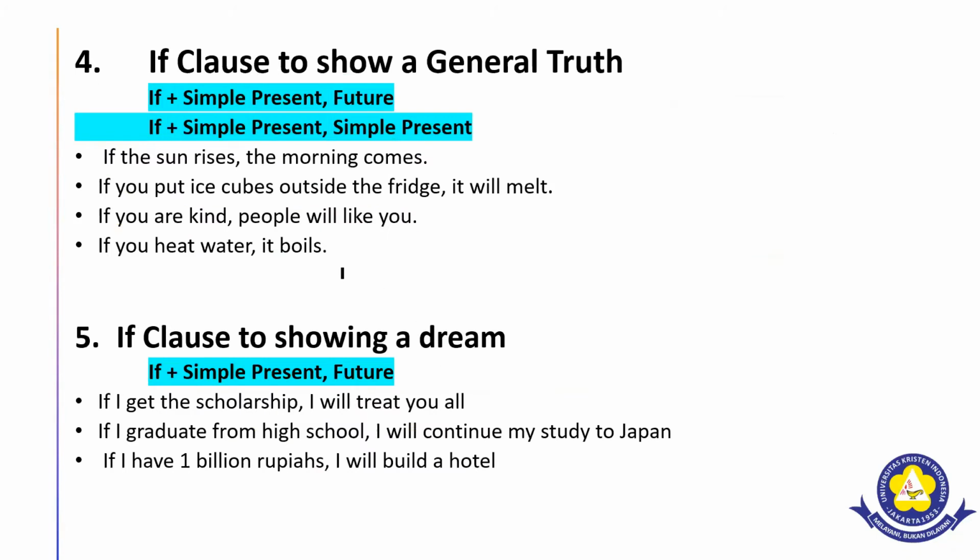Next, if clause to show a general truth. There are also two patterns to make if clause to show a general truth. The first is if plus simple present, comma, the future. And the second pattern is if plus simple present, comma, simple present.